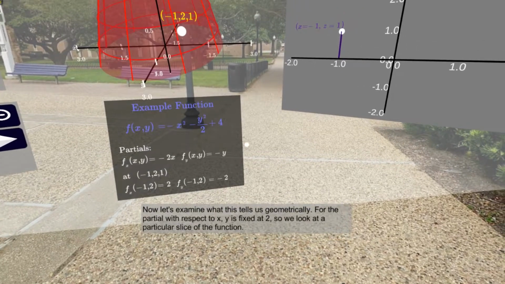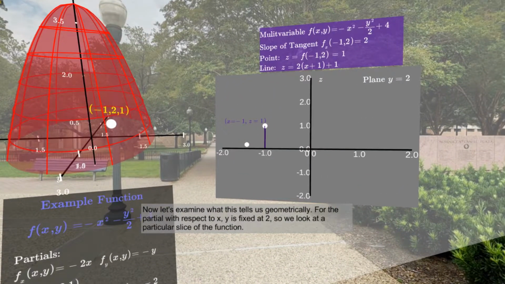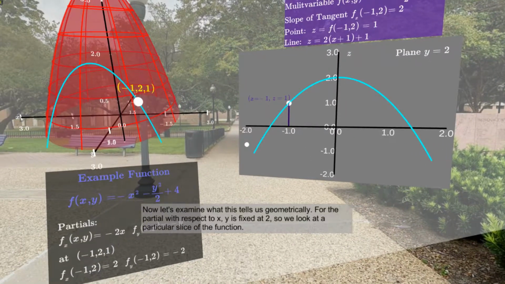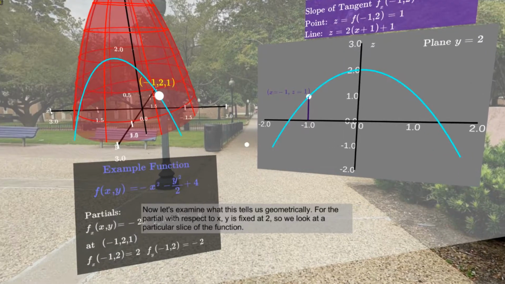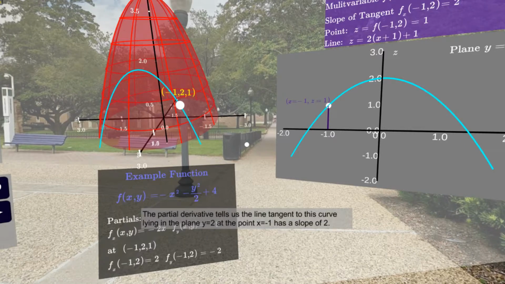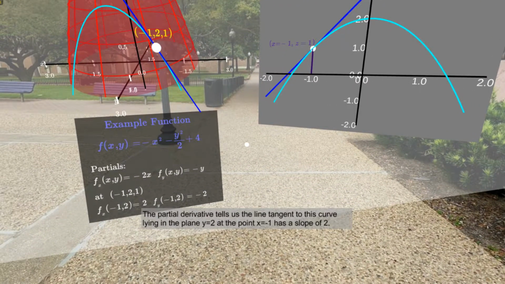Now let's examine what this tells us geometrically. For the partial with respect to x, y is fixed at 2, so we look at a particular slice of the function. The partial derivative tells us the line tangent to this curve, lying in the plane y equals 2 at the point x equals negative 1, has a slope of 2.